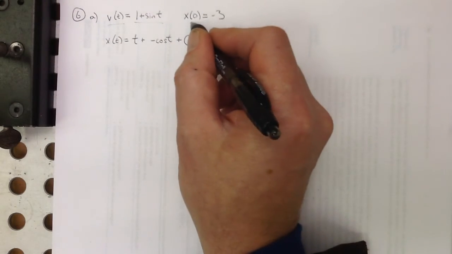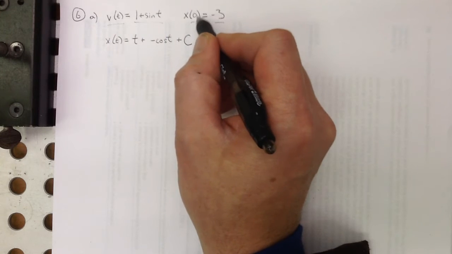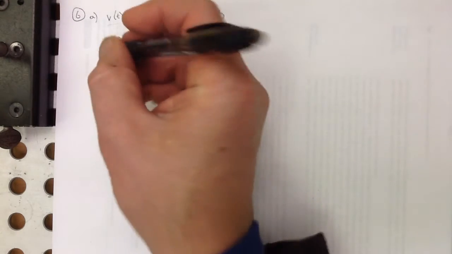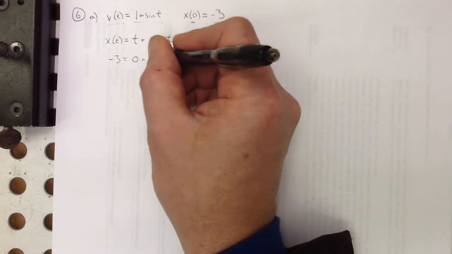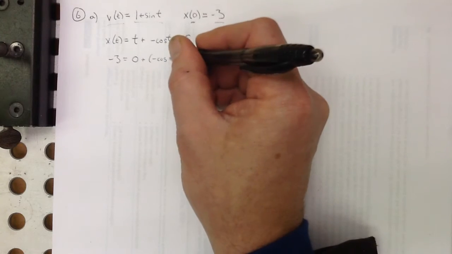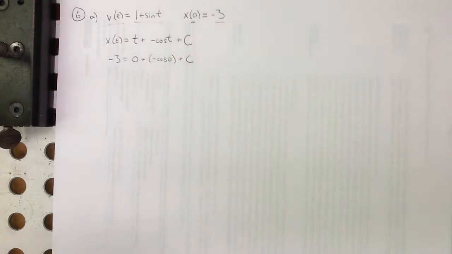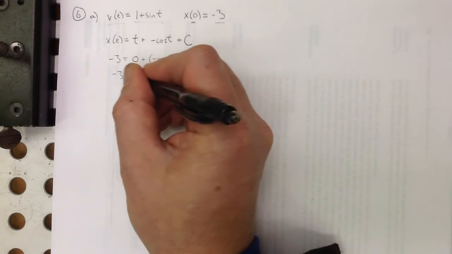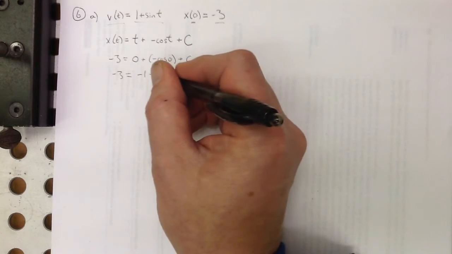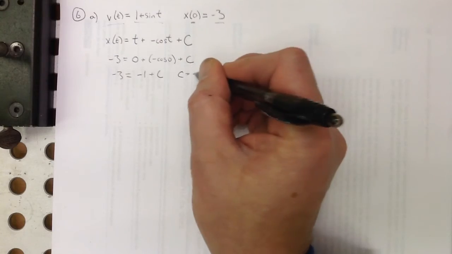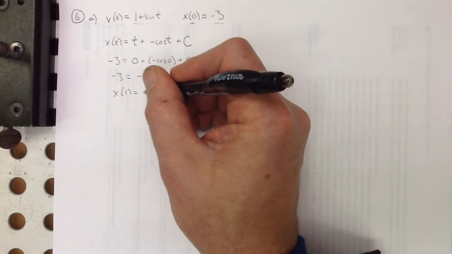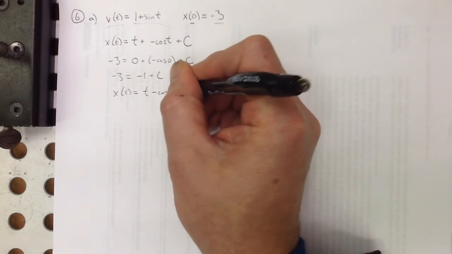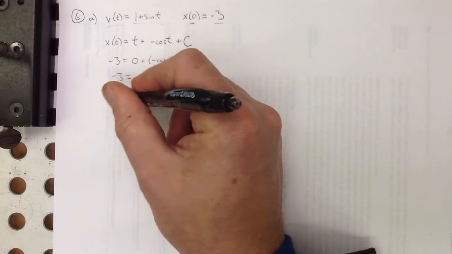But now I know that at t equals 0, the position is -3. So I can plug those values in to find the c. So it looks like I have -3, cosine of 0 is 1, plus c, so it looks like c is equal to -2. So my position function, the antiderivative of velocity, is t minus cosine t minus 2.